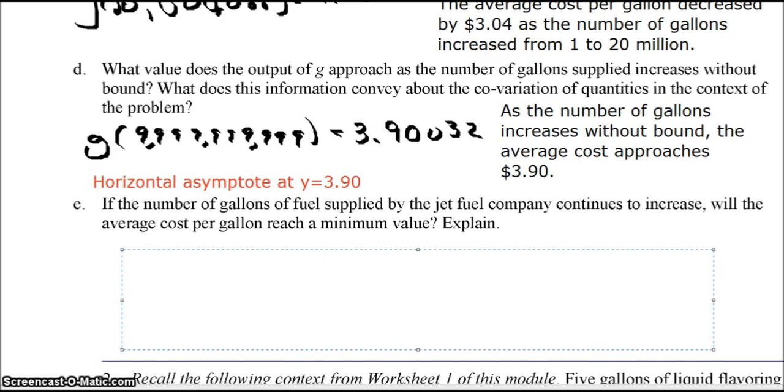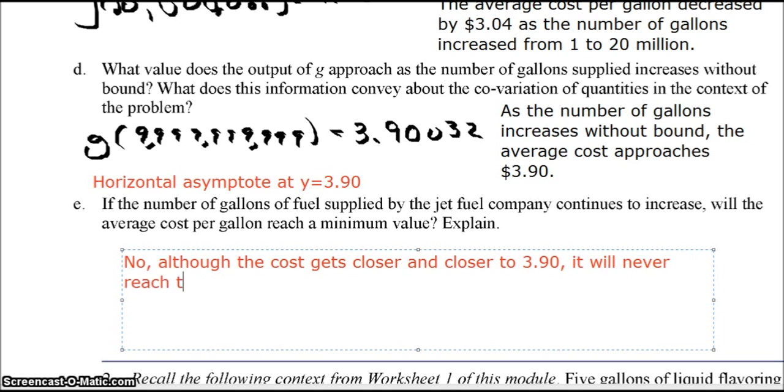So part E says, if the number of gallons of fuel supplied by the jet fuel company continues to increase, will the average cost per gallon reach a minimum value? The answer is no, although the cost gets closer and closer to 3.90. It will never reach that value, and we can always get a little bit closer.